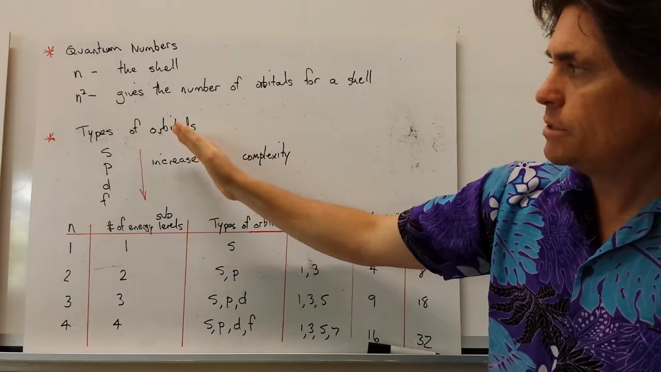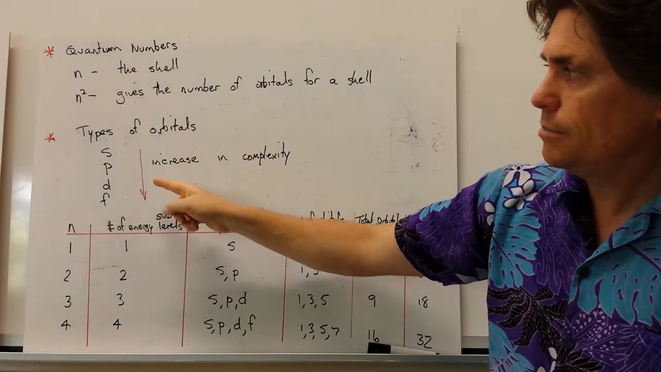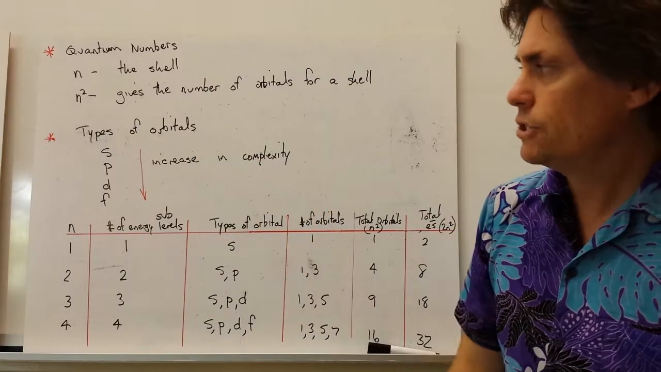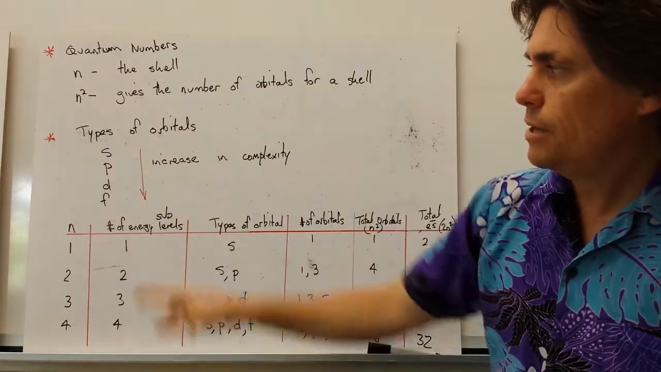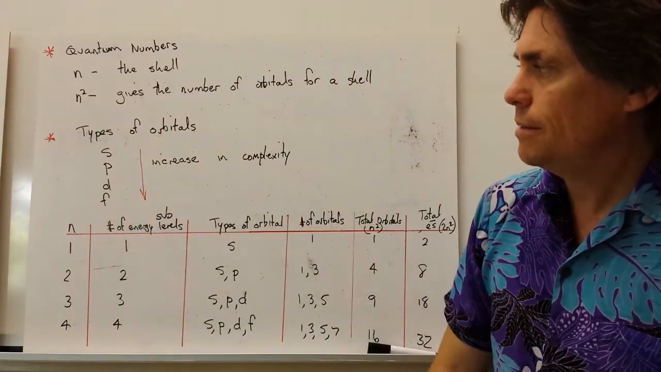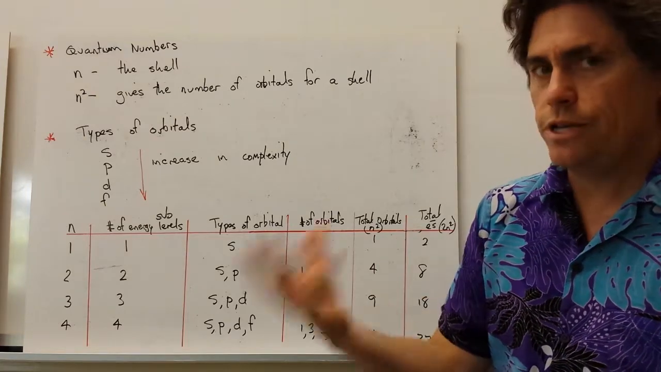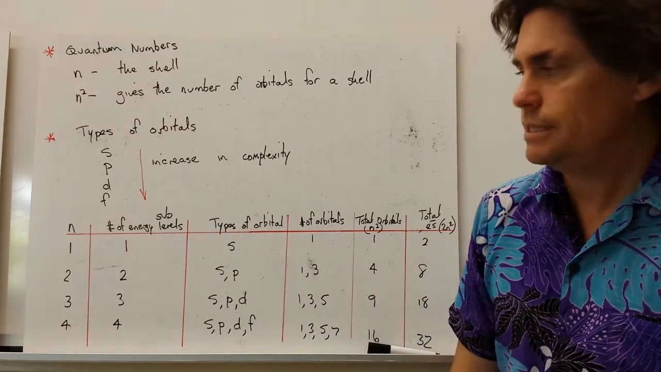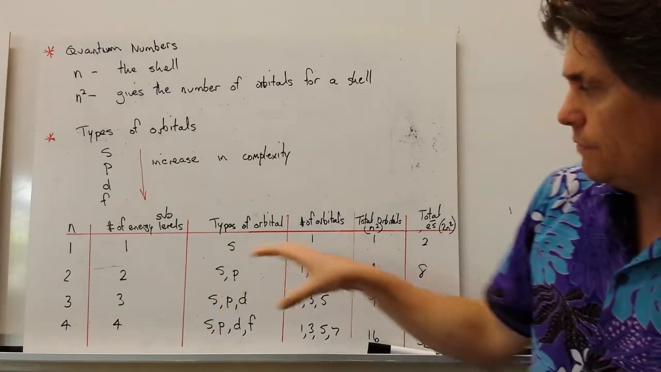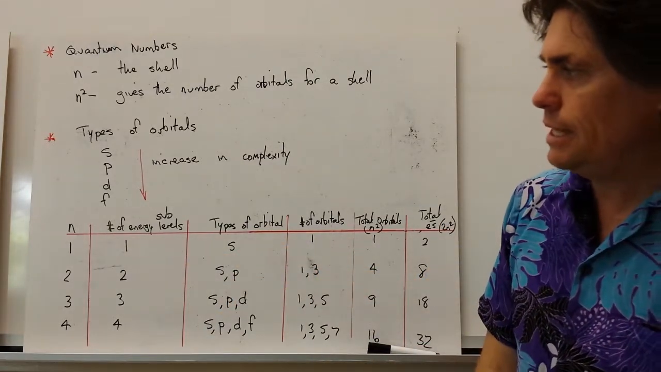We've also got types of orbitals, and they increase in complexity. So s is a spherical shape, p is a dumbbell shape, and we get to much more complex orbitals after that. And it's a region of probability that an electron will exist in. So let's have a look at a chart of how these things are put together.